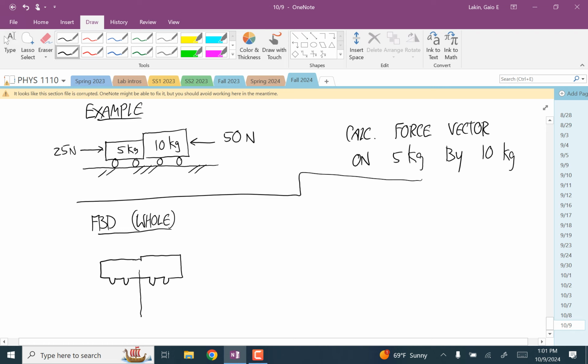We have a weight down of 15 times 9.81, so that's 147.15. And we have a 25 over here and a 50 over here. And then we have a pushing force from the ground. I'll call that N total, just so I don't make the mistake later, when I isolate one of these two things, of thinking that that's the pushing force on one of those two. It's not, it's the combination.